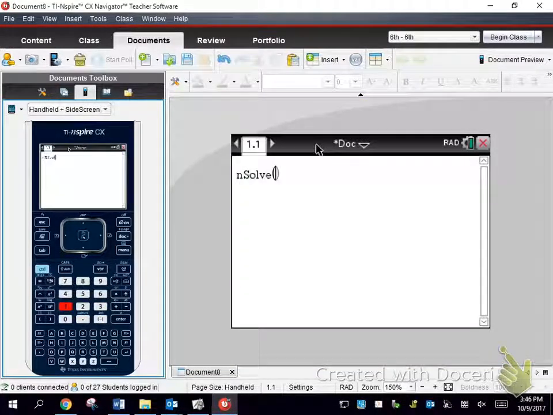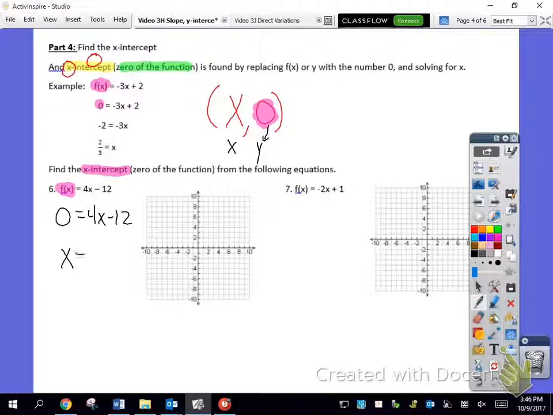Menu 3, 1. You have 0 equals 4x minus 12. And then make sure you put comma x. And then hit your enter. And it's 3. So x equals 3. That is the zero of the function. So 3 is where it's going to be touching the x-axis. Negative 12, remember, that is the one that doesn't have a variable. That is your y-intercept. So your graph should look like this.